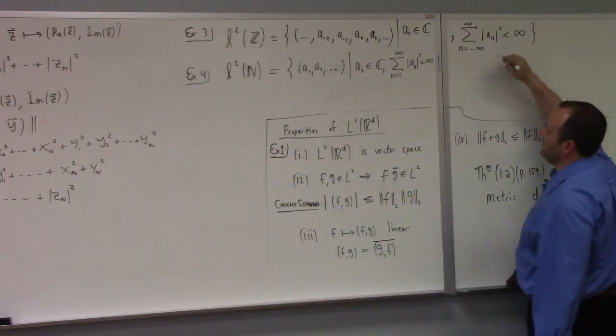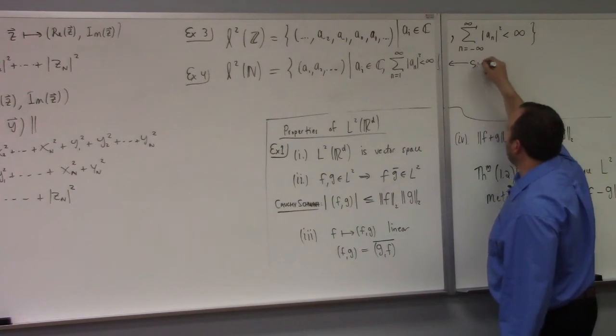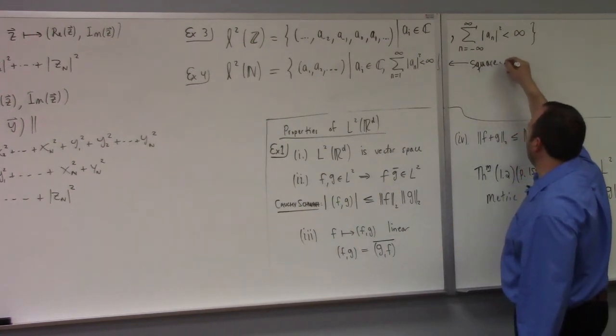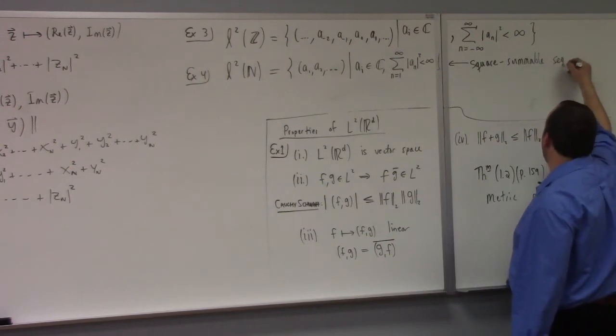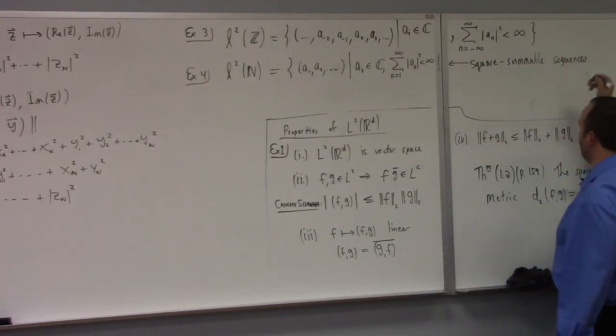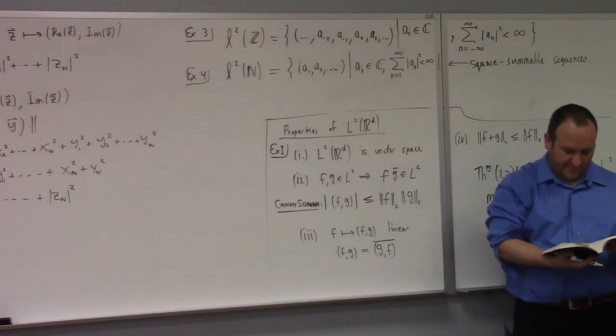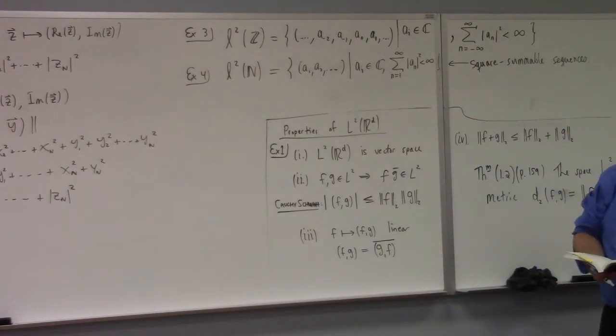And so what are these? I'm not sure what to call these, but these are square summable sequences. What's he call L2Z? Does he have words? He says, we leave the proof that L2Z is a Hilbert space as exercise 4.